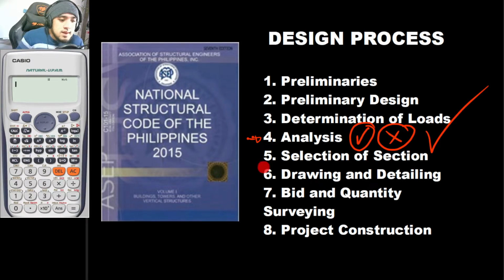So after drawing and detailing, you will now be computing its costing through here. So bid and quantity surveying. And as far as I know, all of you here have quantity surveying subjects. So it is to be in that subject wherein you will now be computing for the project cost or the cost per whatever you are building. So it is to be here. So after determining the cost of your project, of course, you will now be constructing the project itself. So these are to be the design process if you are to build reinforced concrete.